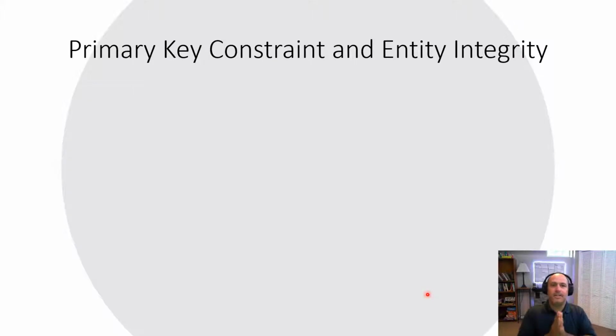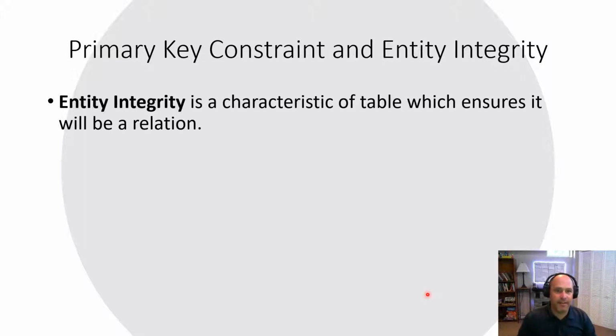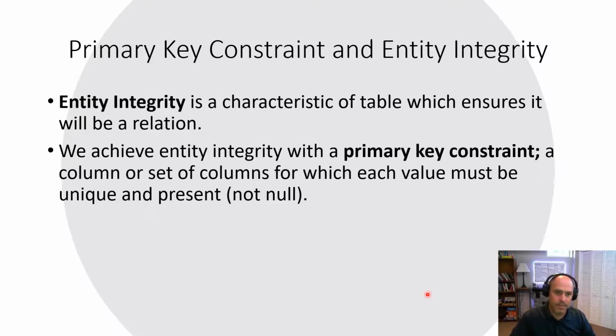Let's take a minute and talk about how you turn a table into a relation. That is done through a primary key constraint, which establishes something called entity integrity. And entity integrity is a characteristic of a table which ensures that that table will be a relation. Meaning, we achieve entity integrity through using a primary key constraint. The primary key constraint is the implementation mechanism by which the table becomes the relation.